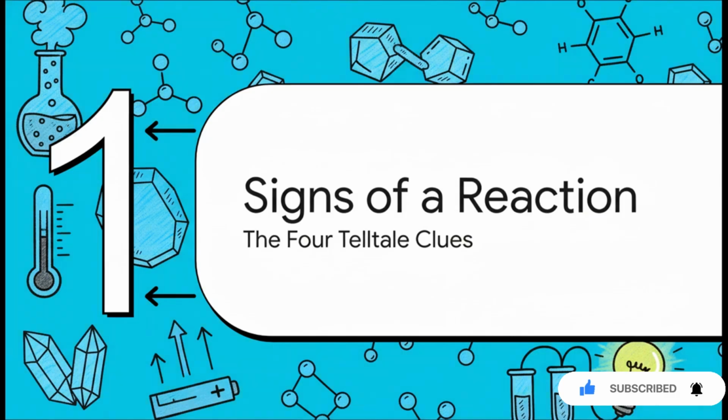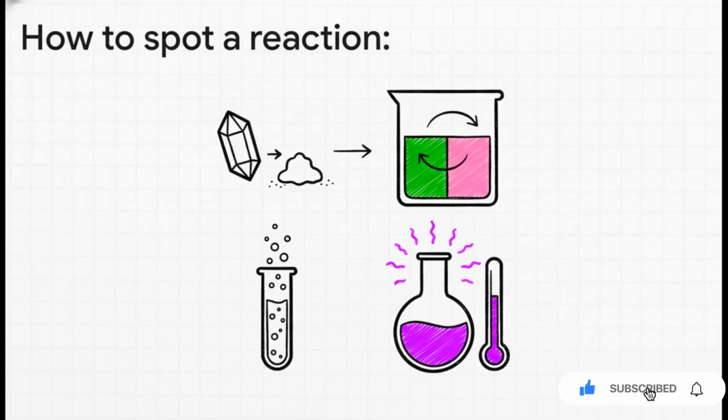Okay, so how can you tell when one of these reactions is actually happening? Well, you don't need a fancy lab. You just need to know what to look for. Think of yourself as a detective, and these are your 4 telltale clues. Here they are, the 4 big signs. First, you might see a change in state, like a liquid suddenly forming a solid, or maybe a change in color. Then there's the evolution of a gas, think fizzing or bubbling. And finally, a change in temperature. Does it get hotter or colder? If you spot any one of these, you're almost certainly watching chemistry happen right in front of you.